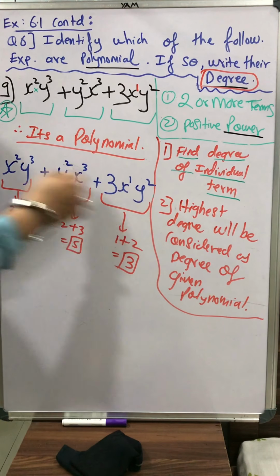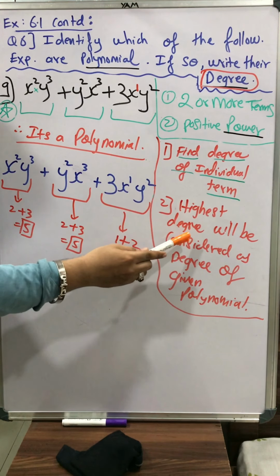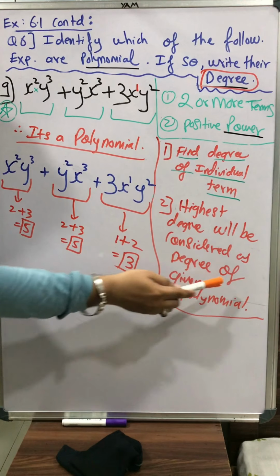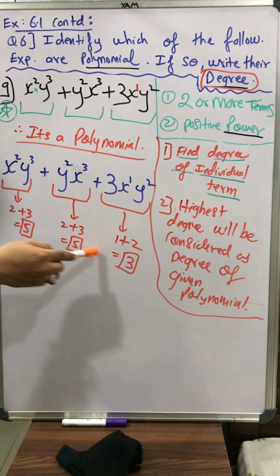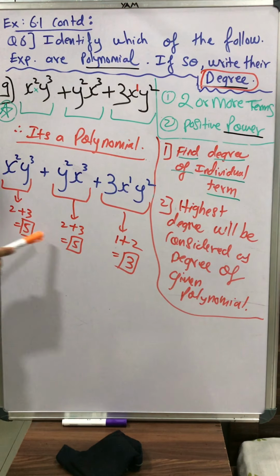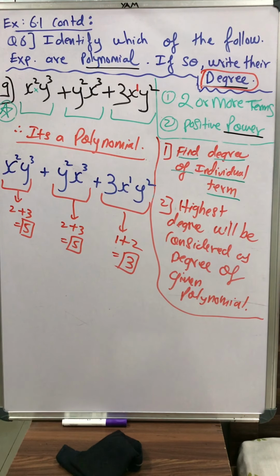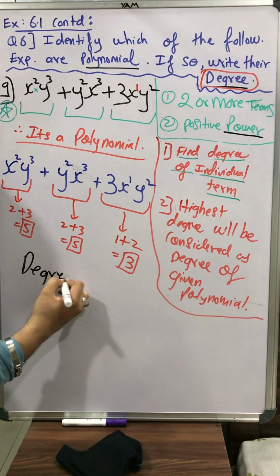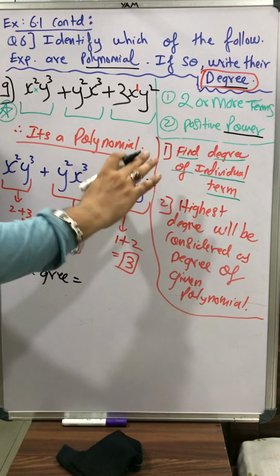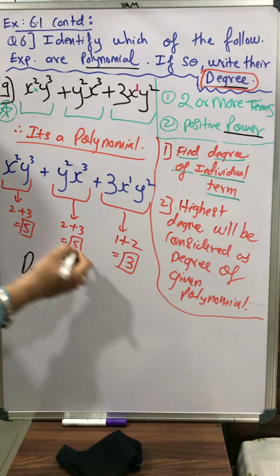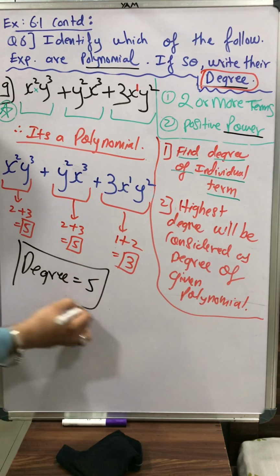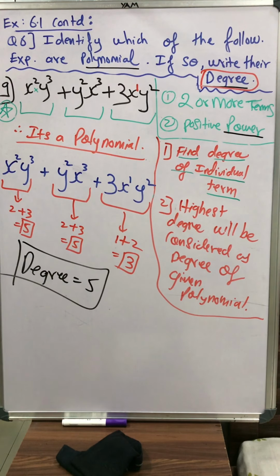Second step, pay attention. The highest degree will be considered as the degree of the given polynomial. So we just have to see the highest one. From 5, 5, 3, what is the highest value? Of course 5 is the highest. So degree of the entire polynomial is nothing but the highest one, and it's 5. Degree is equal to 5. It was a very important question, students. Please pause the video and do it by yourself.